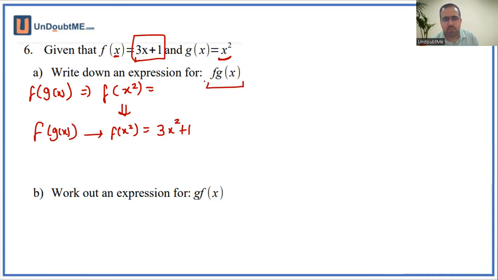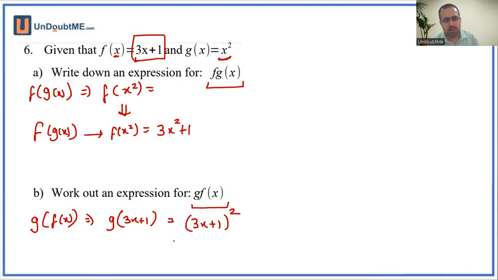This thing is known as f of g x, or we can also write it down as fg x. If this procedure is clear, try to follow the same for g of f x. In g of f x, we will put f x inside g x as the whole. G x is x square. So I will just put the whole value of f x, that is 3x plus 1. And then in place of x, I will write (3x plus 1) whole square. I need not open it. So the answer will be g of f x is equal to (3x plus 1) whole square.